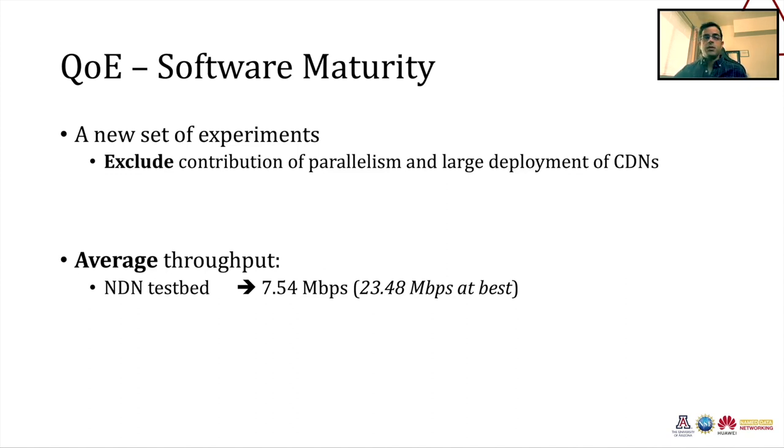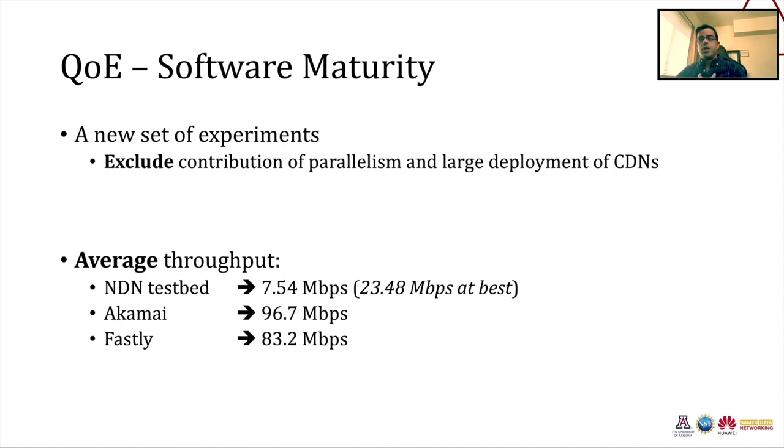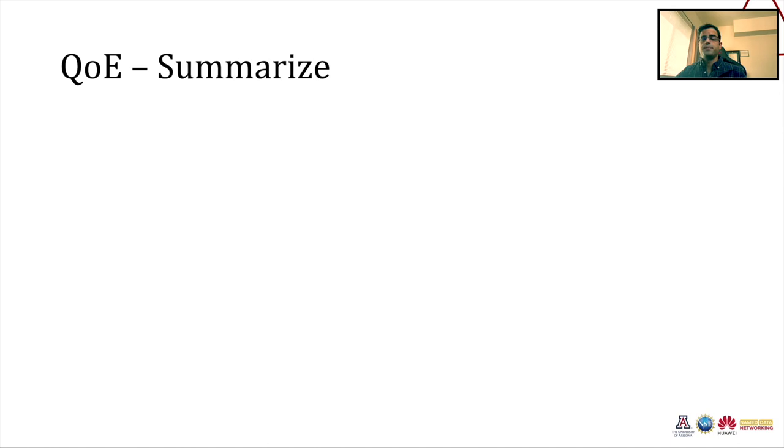In comparison, in our experiments, we could see that Akamai provides end users on average with a throughput of 96 megabit per second and Fastly 83 megabit per second. And as we can see, there is a big gap between what NDN offers and what Akamai and Fastly offer. This observation endorses that the lack of software maturity on NDN testbed is significantly limiting its performance in the real world.